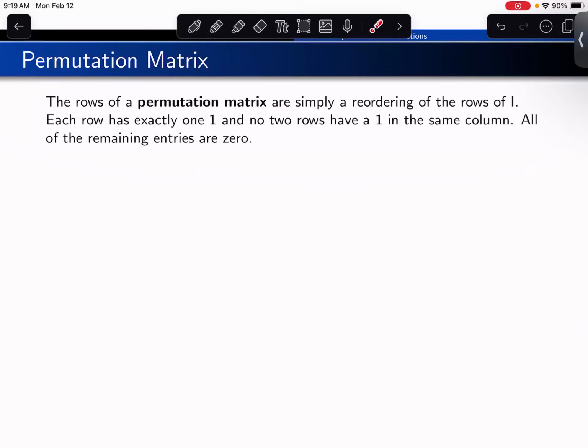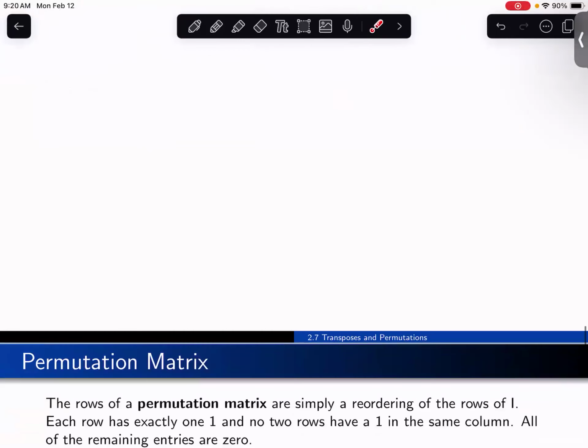So what this means is that each row of a permutation matrix is going to have exactly one 1. Every other entry on the row is going to be 0. And then no two rows are going to have a 1 in the same column as one another. This is the key observation right here, and it is going to allow us to conclude that the transpose of a permutation matrix will always end up giving you the inverse.